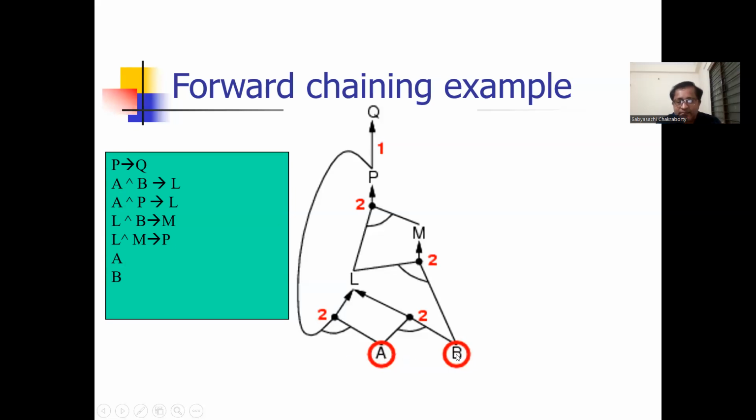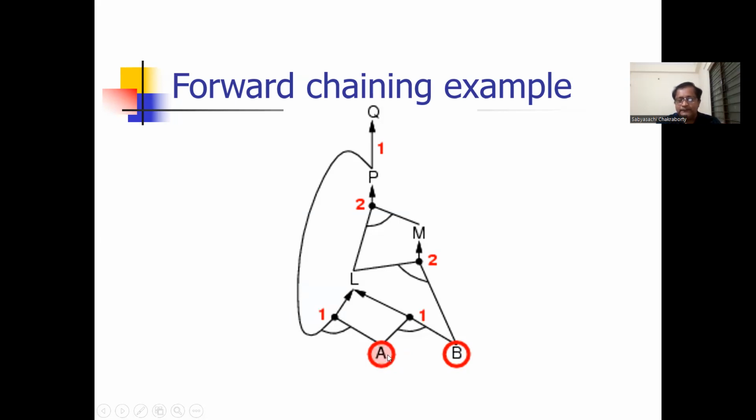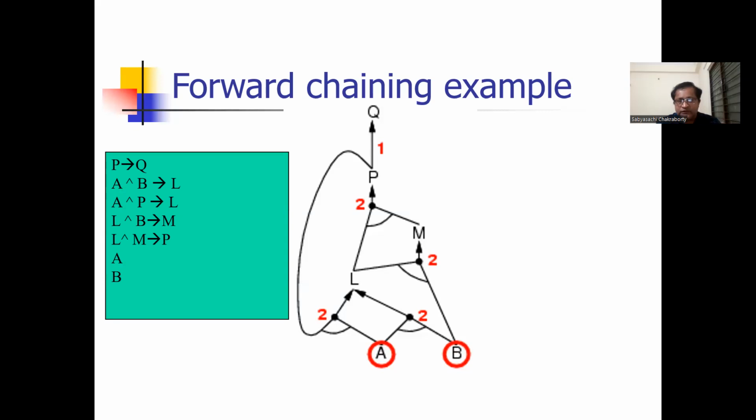Now here, as A and B are true, let's start from the assumption that A is true. Previously, it is worth noting that these are the literals. Suppose the first premise of the knowledge base, P implies Q. There is only one literal, one variable on the left side, that is P. So we have marked P as one. Here, we marked as one. That indicates there is one literal on the left side.